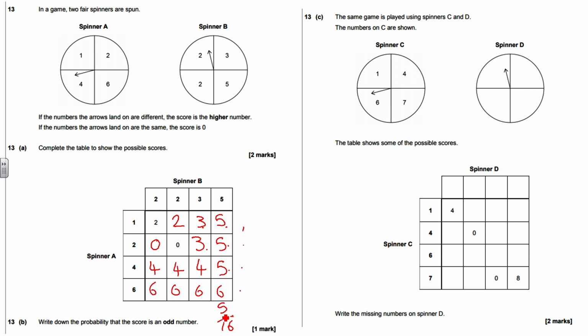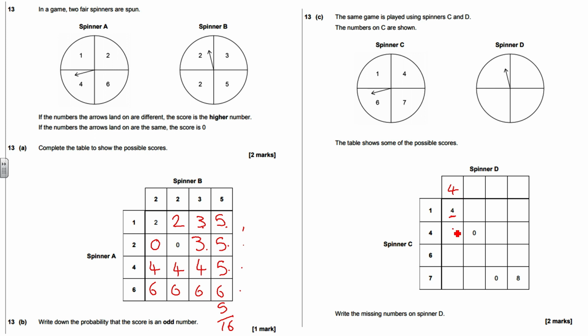The same game is played using spinners C and D. The numbers on C are shown. The table shows the scores, so I don't know what D is. I've got to work out what the numbers on D are. So I know that the number which is higher is always what I'd score. Okay, brilliant. So if I look here, if I've scored a 4 here when I've spun a 1, that must mean there was a 4 there, because that 4 was the higher number. So with that in play, I can now fill out this column, can't I?